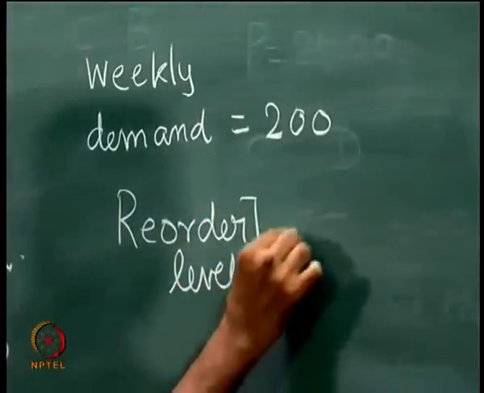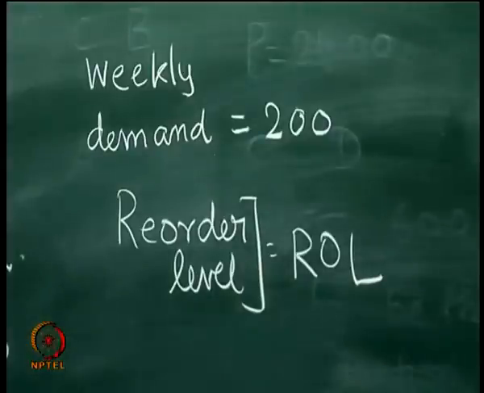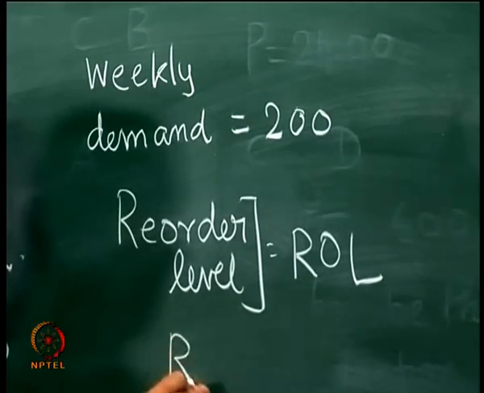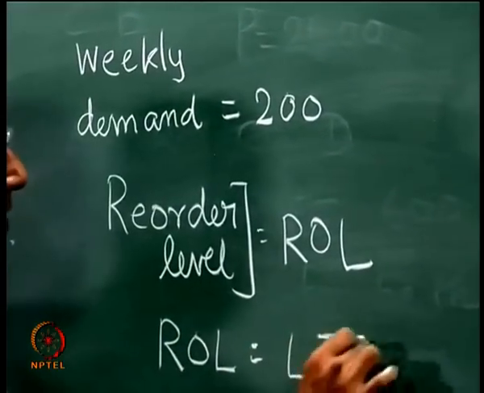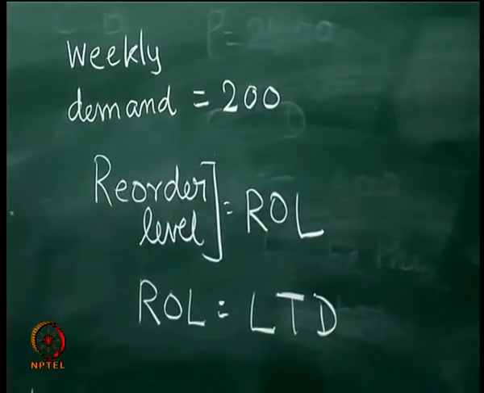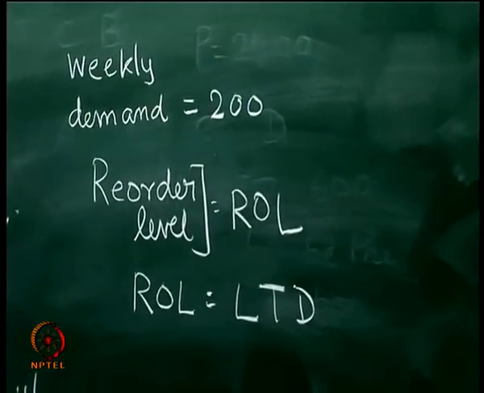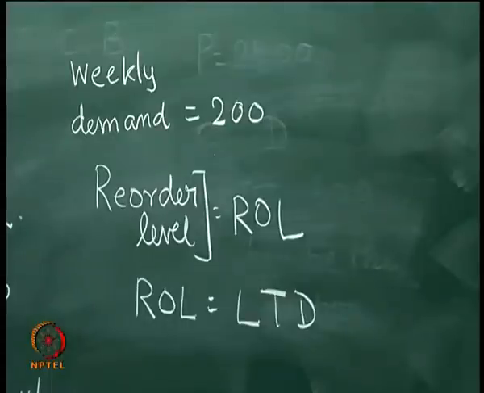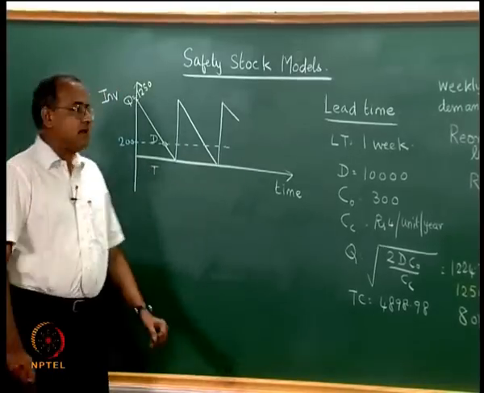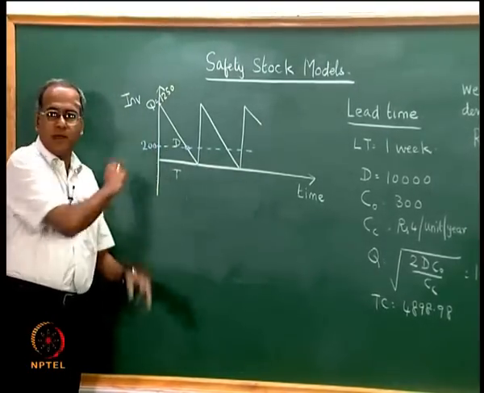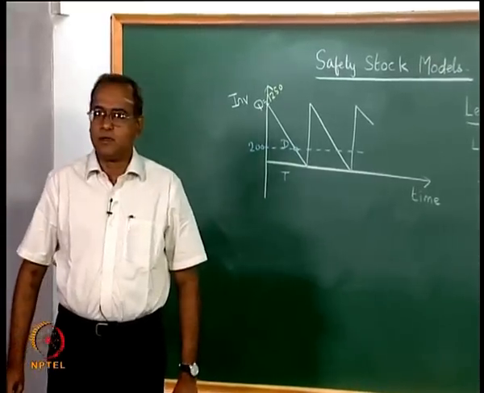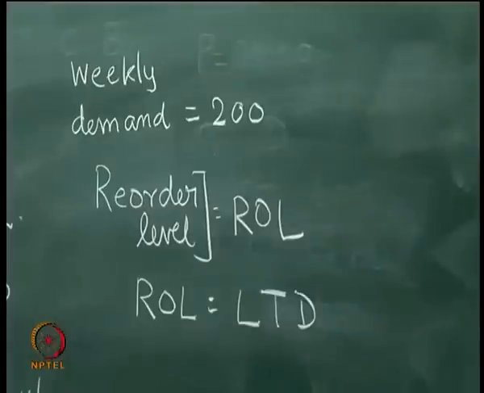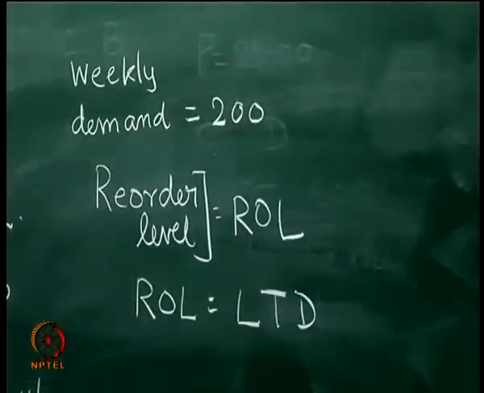It is called the reorder level, which is abbreviated to ROL, and the reorder level is equal to the lead time demand in the case of the lead time and the demand being deterministic. If lead time is not 1 week, but exactly 2 weeks, then instead of placing the order at 200, we would place the order at 400. More importantly, the definition of reorder level is the stock position at which we place the order.